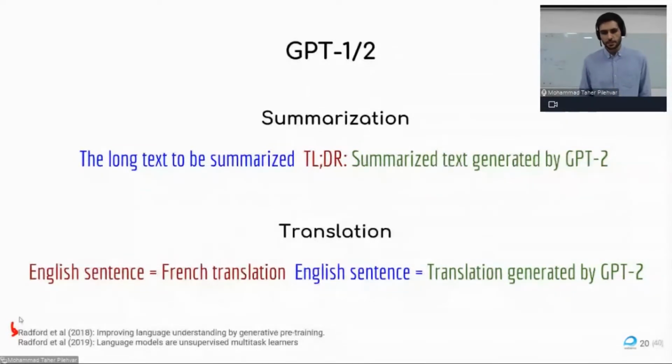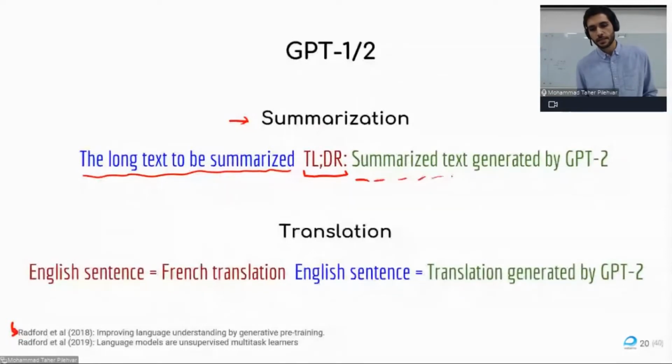The thing they did was, for a task like summarization, you have a long text like this blue part, a big document, and you want to summarize it. The only thing they do is add a prompt like TLDR, too long, don't read, and let the model generate the rest. The green part is generated by the model, and this is taken as the summarization of the blue part. Or for a task like translation, you provide the model with some examples.